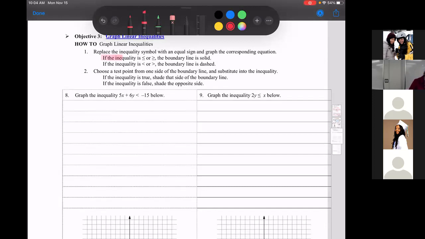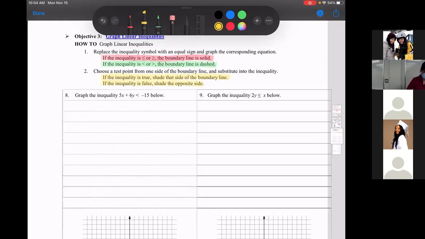If the inequality is less than or equal to or greater than or equal to, the boundary line is solid. If it's less than or greater than, the boundary line is dashed. Good. Now the second step is you choose a test point. If the inequality is true, shade that side of the boundary. If it's false, you shade the opposite side.